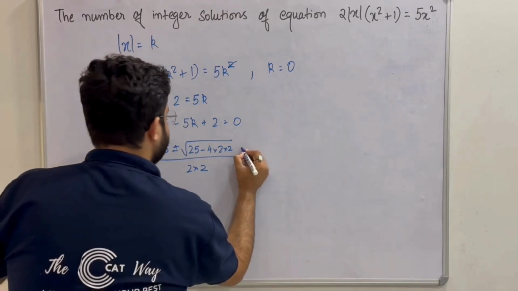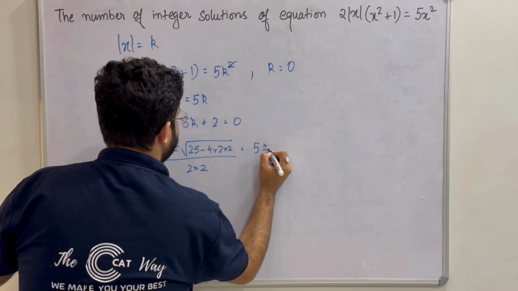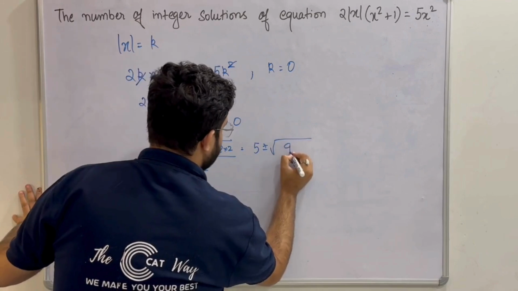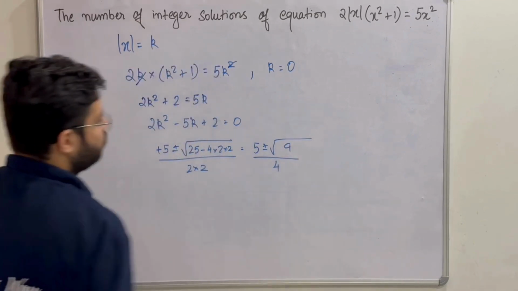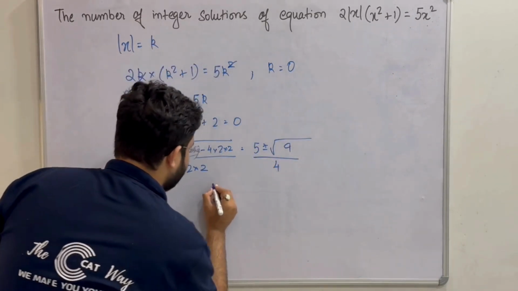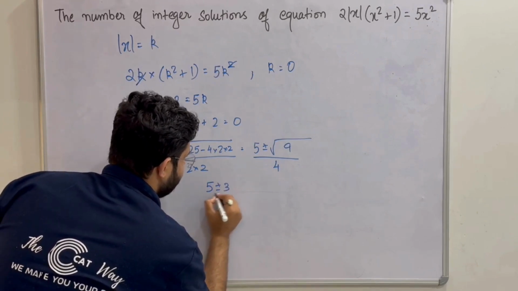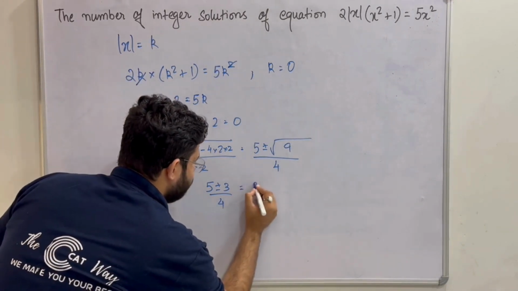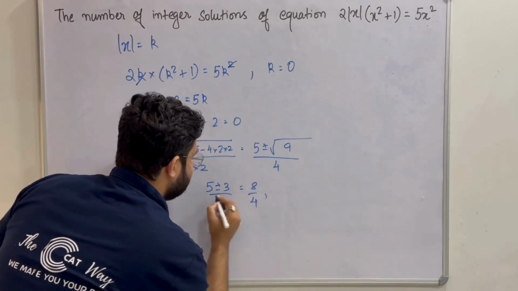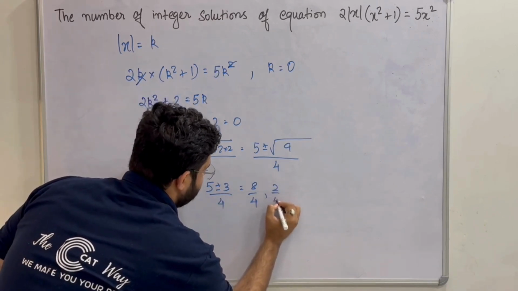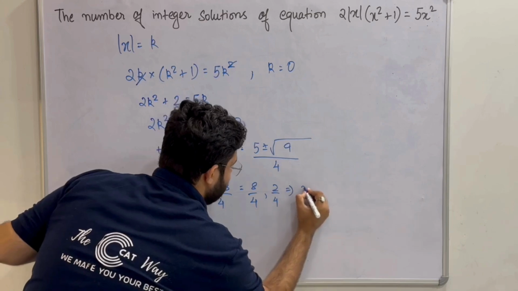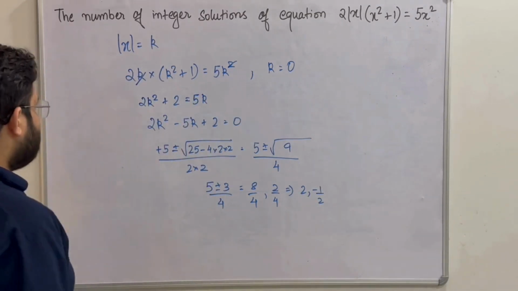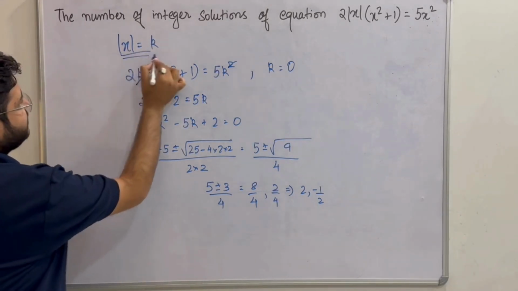Correct? So what do we get from here? 5 plus minus under root, 4 2s are 8, 8 2s are 16. So what do you get? A 9 over here and a 4 over here. So what do you have? 5 plus minus 3 divided by 4 are your roots or the values for k. So one value would be 8 divided by 4 and the other value is going to be 2 divided by 4. Right? That simply means that my one root is 2 and my other root is minus 1 by 2. So now, but because k was equal to mod x, right?